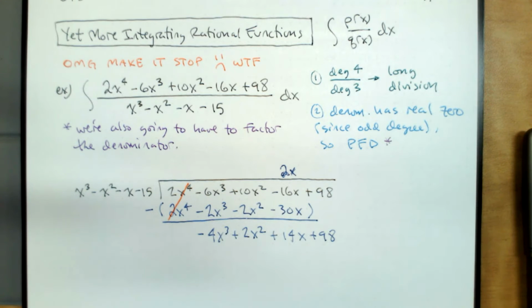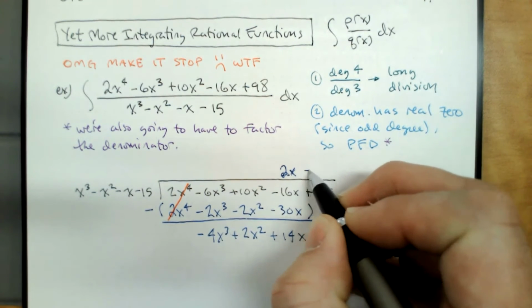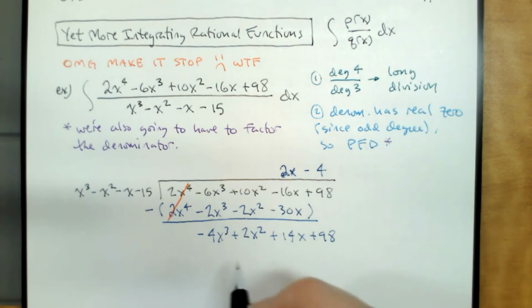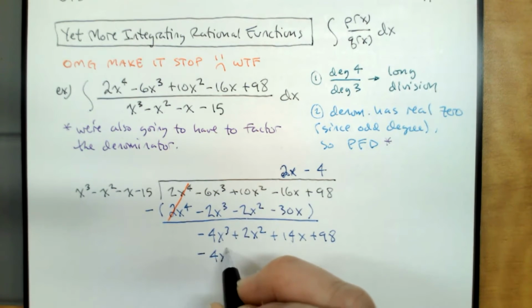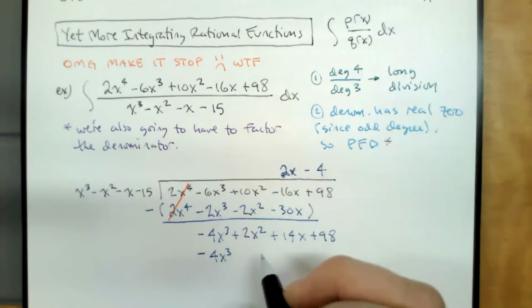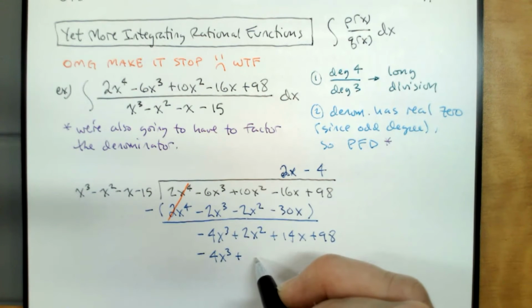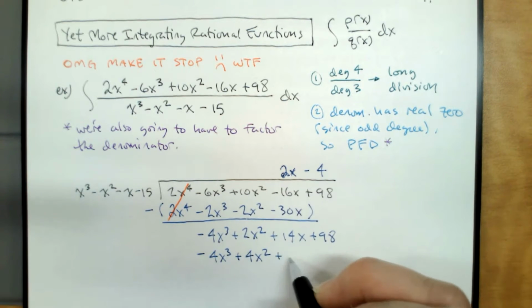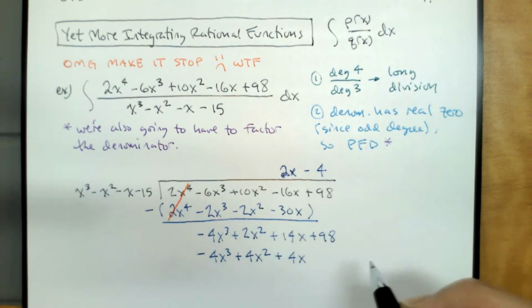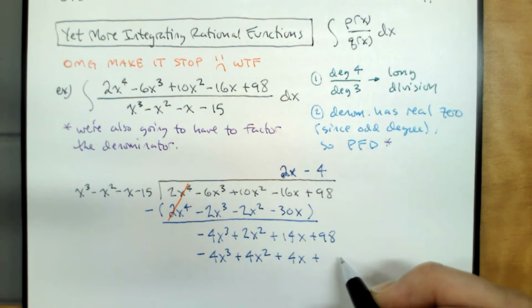Bear with me through the first step. Long division is all about subtracting. How many times can I subtract x cubed from 2x to the fourth? I can do that 2x times. Now I need to think, how many times can I subtract x cubed from negative 4x cubed? And I can do that negative 4 times. Negative 4 times x cubed is negative 4x cubed. Negative 4 times negative x squared is positive 4x squared. Negative 4 times negative x is plus 4x. Negative 4 times negative 15 is plus 60.